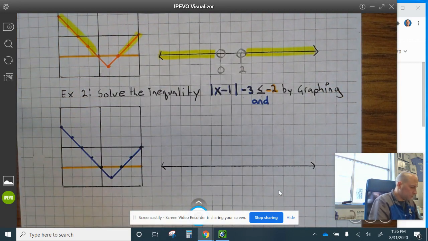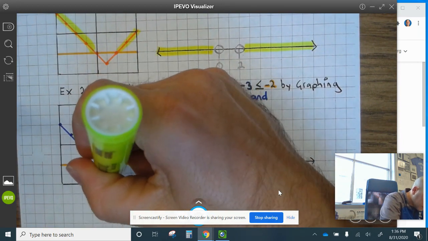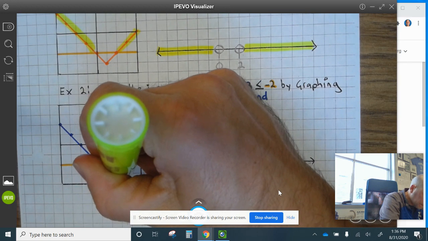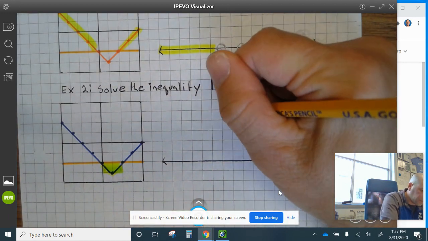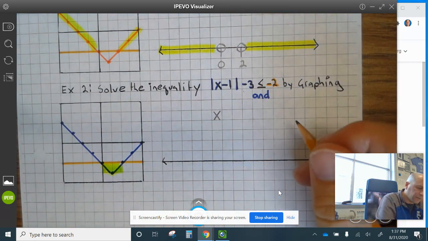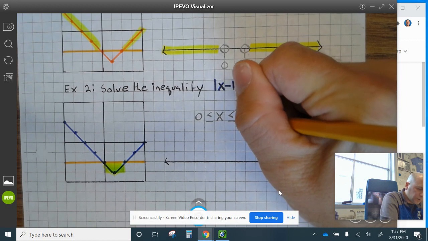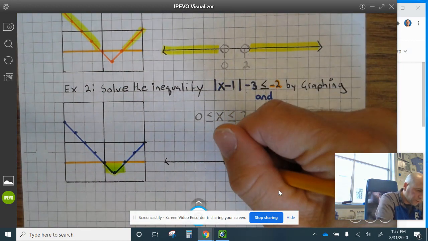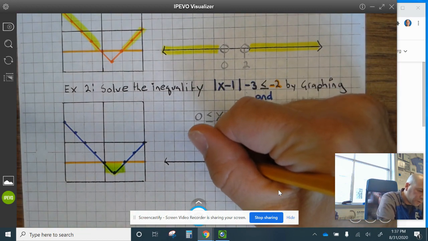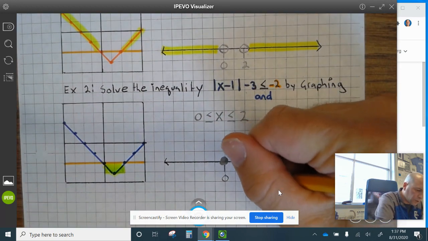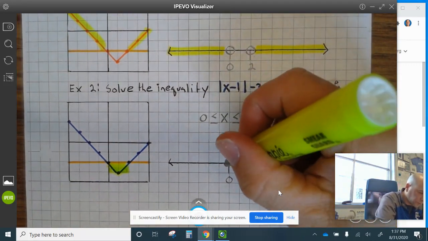Now we're looking for where it's less than, and it's less than here and here. So we can say that x is greater than or equal to 0, but less than or equal to 2. So graphing it, now there's a line in, so we have a closed circle at 0, and we have a closed circle at 2. And we know it's between 0 and 2, including 0 and 2.